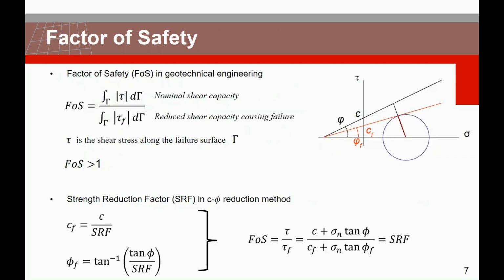Now, if we look at the factor of safety in geotechnical engineering, it's basically the ratio between the nominal shear capacity and the reduced shear capacity causing failure. And it should be larger than 1 for safety. When you use the strength reduction factor in the c-phi reduction method, basically the cohesion c and the friction angle phi are reduced by this strength reduction factor until an equilibrium is reached. You can see the scale down of this phi and c.